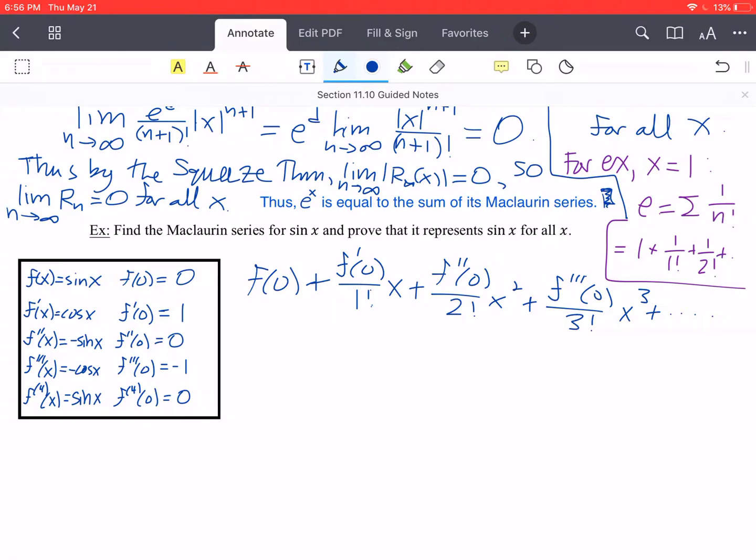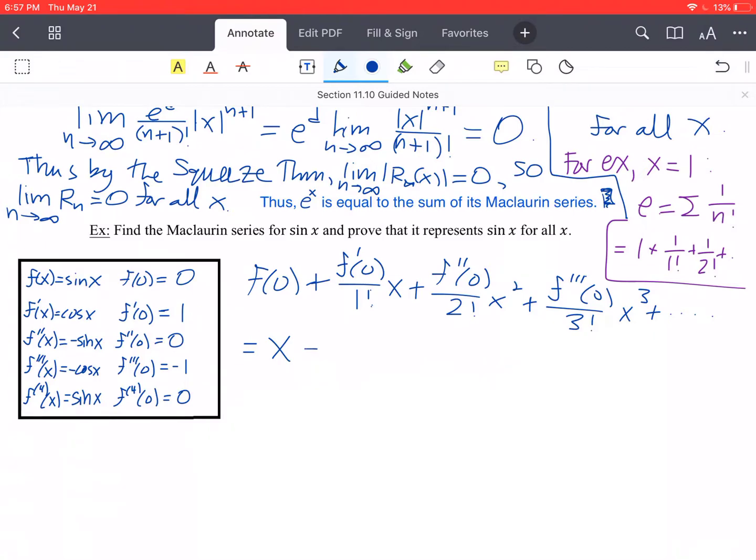Okay, so if we write that out with the values we know, with this repeating pattern, that's going to be 0 for the first one, plus 1 times x, so plus x, plus 0 for the square. If you can see what's going to happen here, the 0 power, the 2 power, the 4th power, 6th, 8th, 10th, all the even powers are going to have coefficients of 0 because of this pattern. So we're only going to be looking at the odd ones, and the odd ones are going to alternate positive and negative, back and forth.